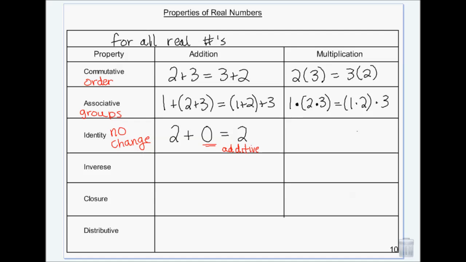And for multiplication, it's 1. And that's called the multiplicative identity. So we have the additive identity and the multiplicative identity. It's just the number that you can add or multiply by that doesn't change anything. So 0 and 1.